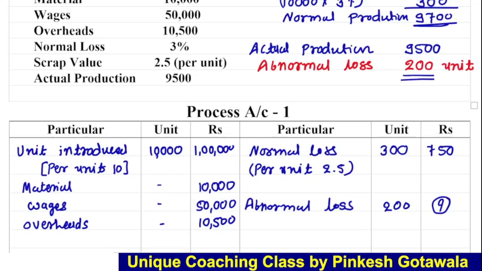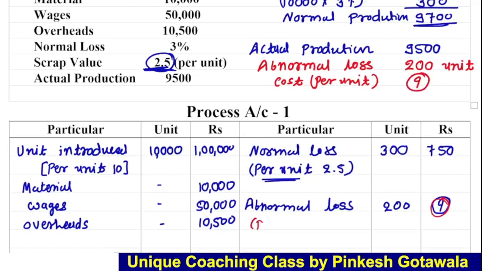So how to find the amount? Remember this step: like normal loss, where they give a per unit scrap value of 2.5. For normal loss they give the per unit value, but in case of abnormal loss you have to find out that value. Okay, its cost per unit you have to find out yourself, and it is the important point in case of abnormal loss. So whenever abnormal loss comes in a problem, based on how you find out the per unit value, you will get this amount.